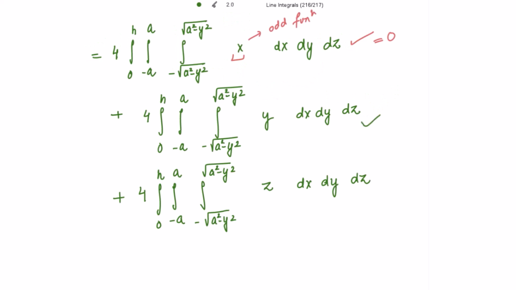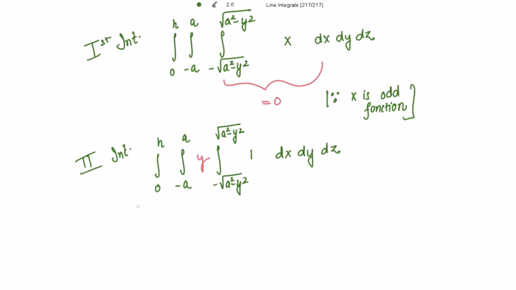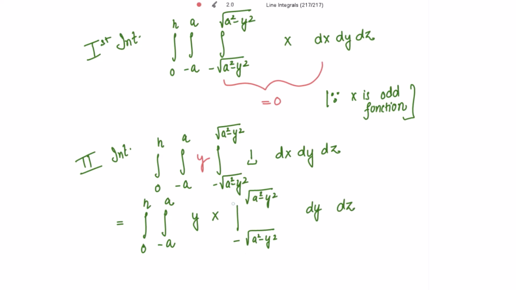Then about the second integral. Here we have to integrate 1 with respect to x, right? So for that, taking this y outside of this integral and solving this further, integrating 1 with respect to x, that is x, and the limits from negative square root of a square minus y square to positive square root of a square minus y square, dy dz. On putting the upper limit and lower limit, we get twice the square root of a square minus y square.